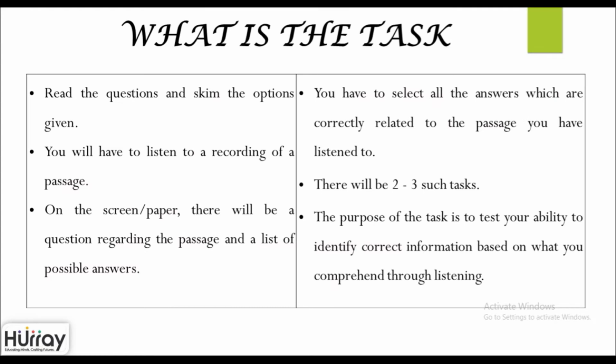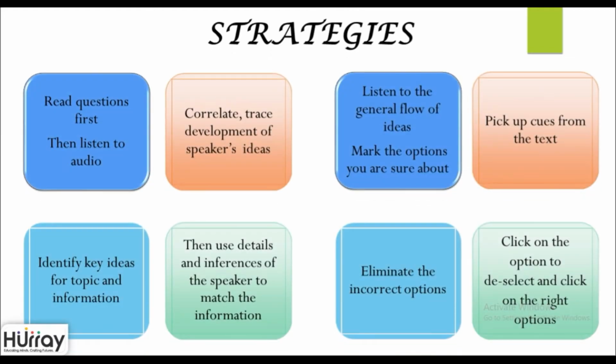So what does this task require you to do? You need to read the questions and skim the options given. You will have to listen to a recording of a passage. On the screen or paper, there will be a question regarding the passage and a list of possible answers. You have to select all the answers which are correctly related to the passage that you have listened to. There will be 2 to 3 such tasks. The purpose of the task is to test your ability to identify correct information based on what you comprehend through listening. Now here are some strategies that you can follow to do this task correctly.